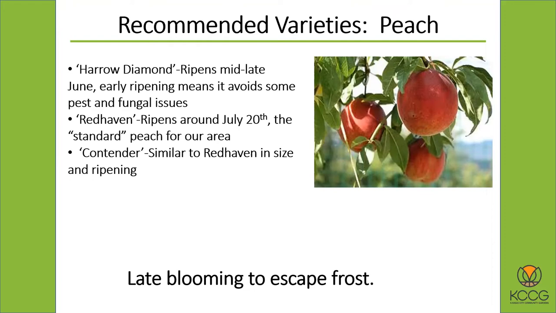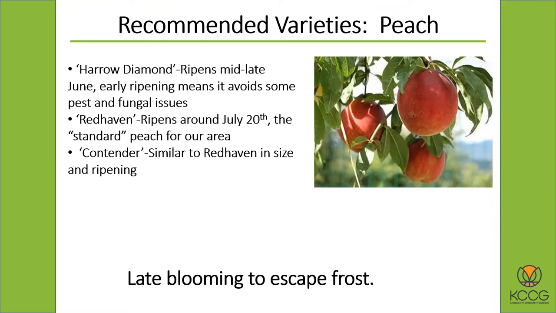bloom time in order to escape that frost, which, you know, we get frosts in mid-April all the time, but we're also looking for hardiness, blossom hardiness, and sometimes fruit hardiness to those frosts. And so if the peach has good blossom hardiness and good fruit hardiness in mid-April when we get that frost, then it means that it can avoid that frost damage.